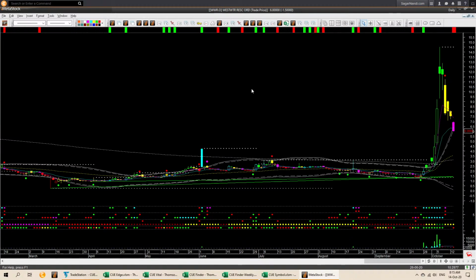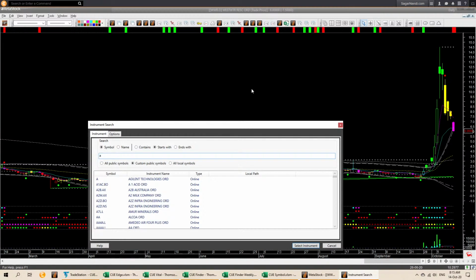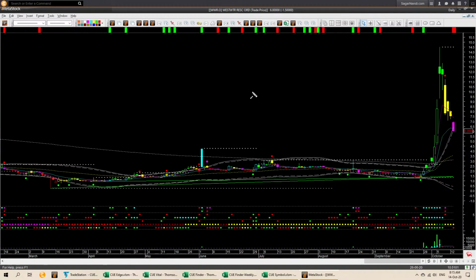I will go through them one by one. WWR shot up like a rocket and dropped like a rock. Low price stock. It didn't give any short setup on the way down because it dropped sharply.